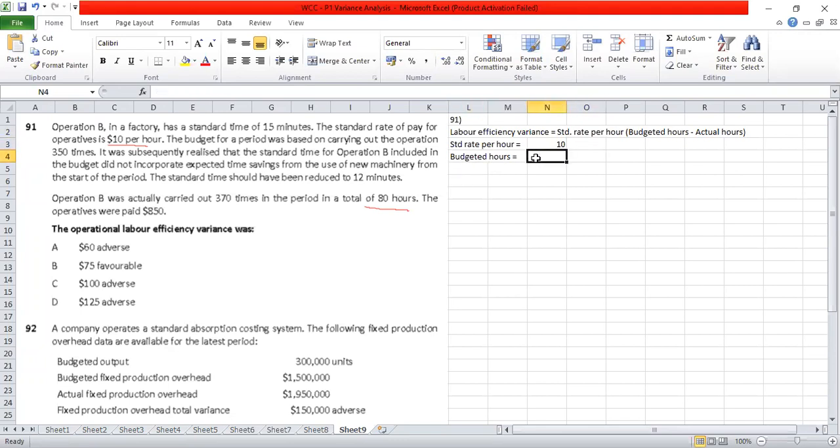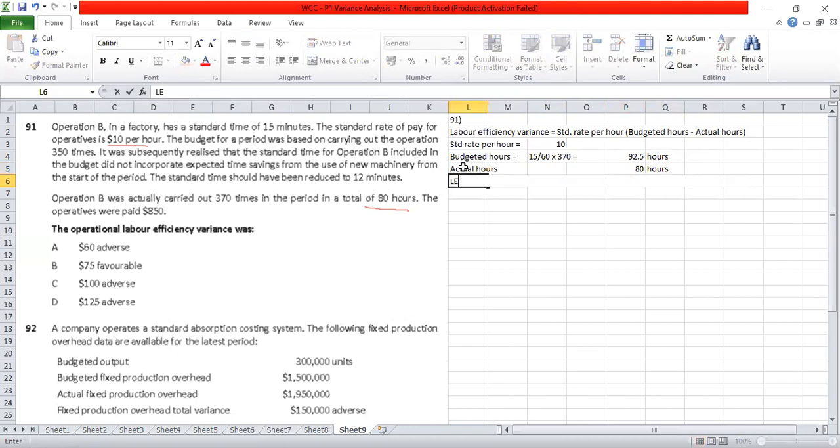Budgeted hours is equal to, the time is 15 minutes for one operation, converted into hours. So it should be 15 divided by 60 into 370. Let's check that one. Total 370 into 15 minutes divided by 60, so 92.5 hours. Then we have the actual hours given directly as 80 hours.